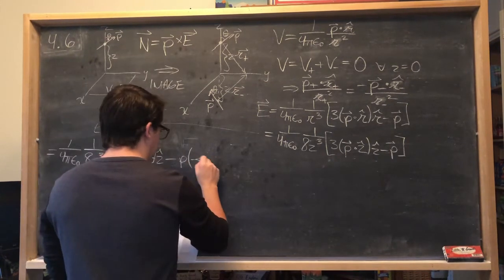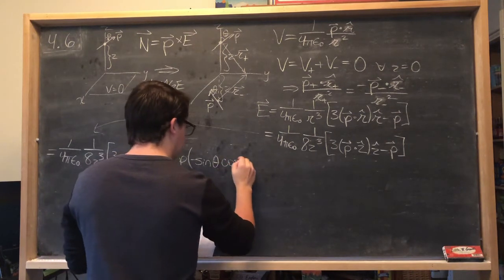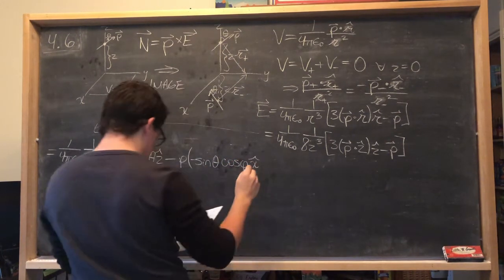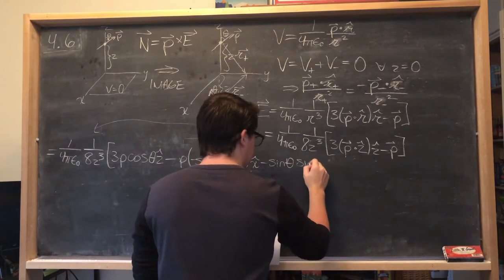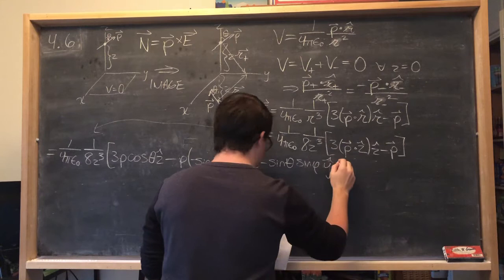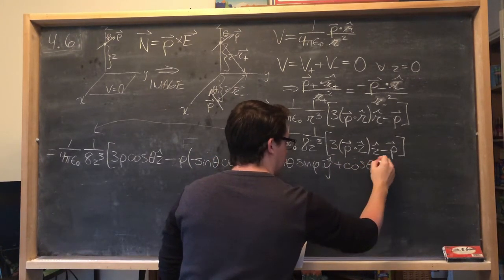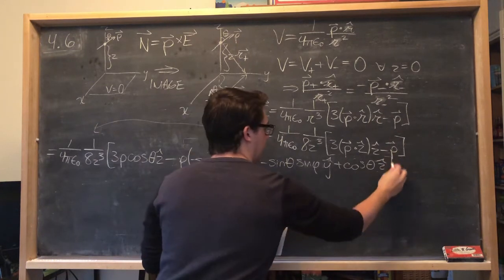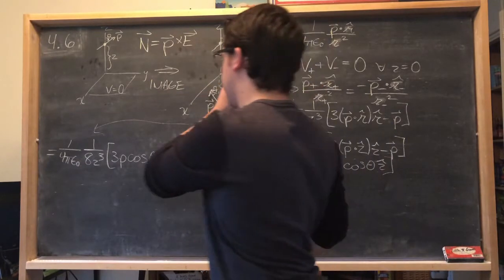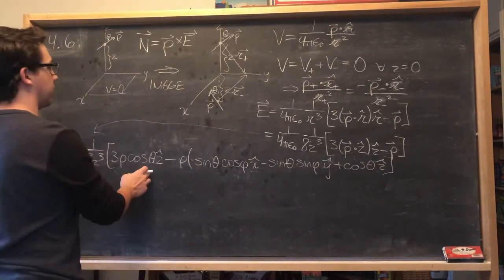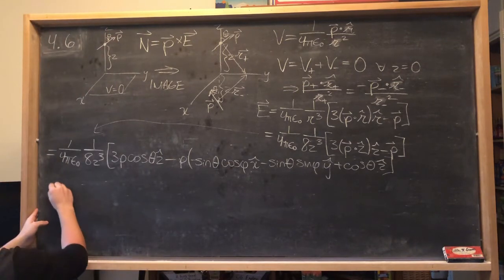So minus sine theta cosine phi x hat minus sine theta sine phi y hat, but it's in the same direction in the z: cosine theta z hat. And so now we have our electric field, we have our dipole moment. Let's just do this cross product.